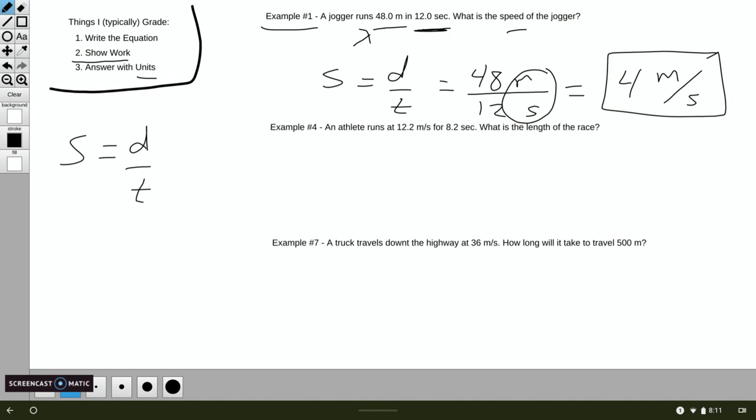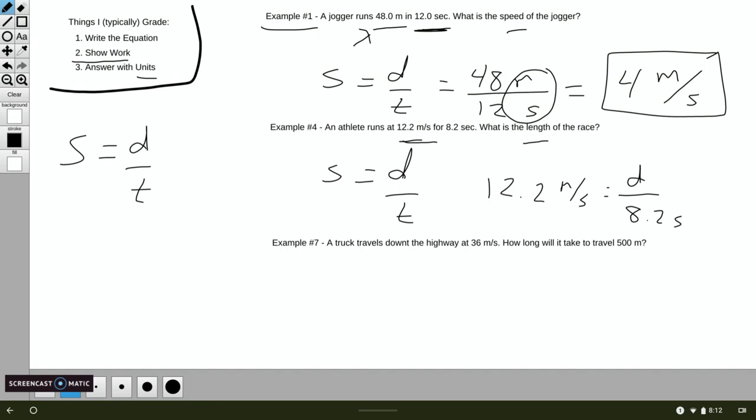Now, for number two, there are two ways to do this, and I'm going to show you both. The first way would be to use the same equation, S equals D over T. Notice this time, an athlete runs at 12.2 meters per second. That's a speed. For 8.2 seconds. That's a time. What's the length of the race? So this time, we're solving for D. We'd put the 12.2 in for S. So 12.2 meters per second equals the distance, D, over the time, which is 8.2 seconds.